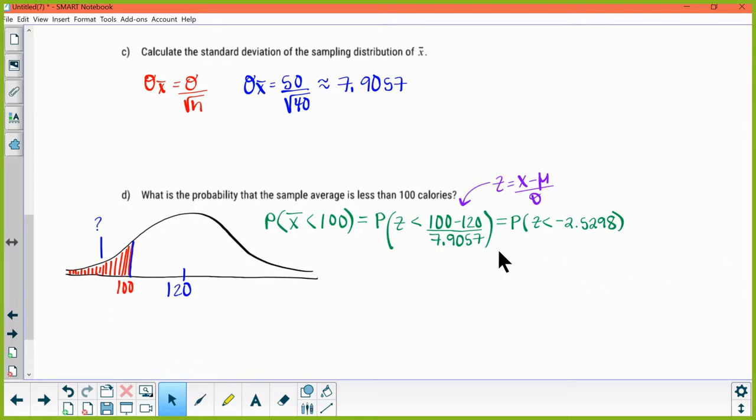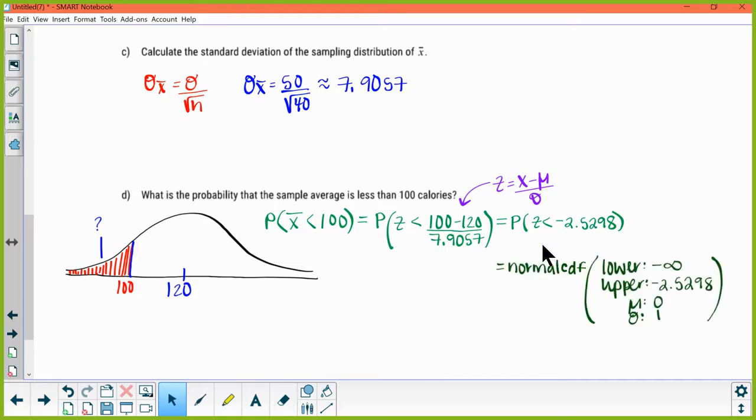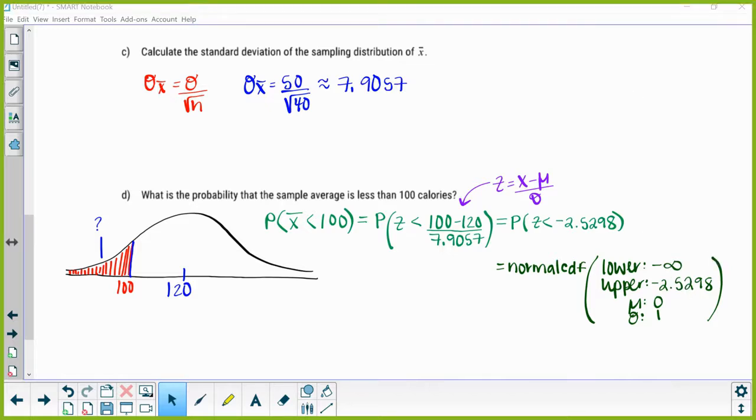So I went ahead and plugged it into my calculator. And remember, when you're using your calculator, you have to state your calculator input and define all of the variables that you've been asked. So our lower bound would be negative infinity, and we represent that by negative 1e99, and our upper bound was negative 2.5298, our z-score.